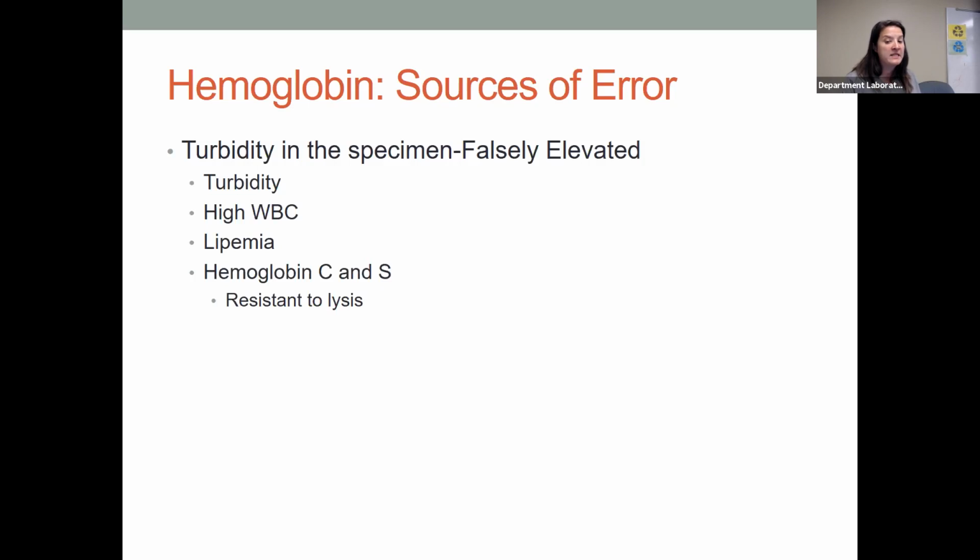And then hemoglobin C and hemoglobin S, of course, are resistant to the lyse. So during the hemoglobin determination, the chemical equation we talked about, they are not lysed. Those red cells remain, and if you think about light trying to go through a red cell, it's going to decrease your transmittance, right? Because light cannot get through there. So it will affect your hemoglobin determination as well. Does that make sense to everybody?